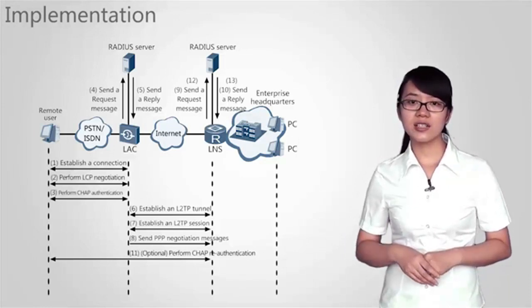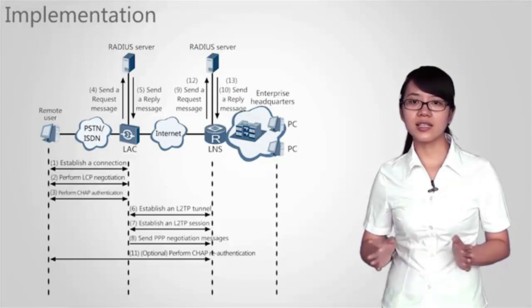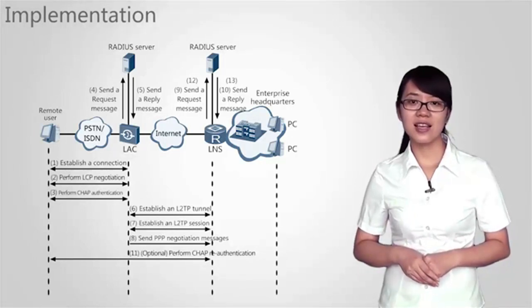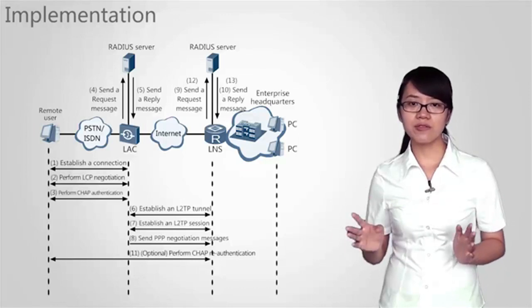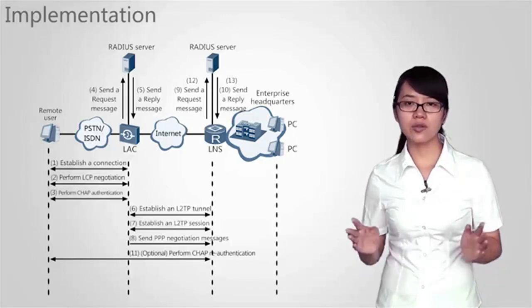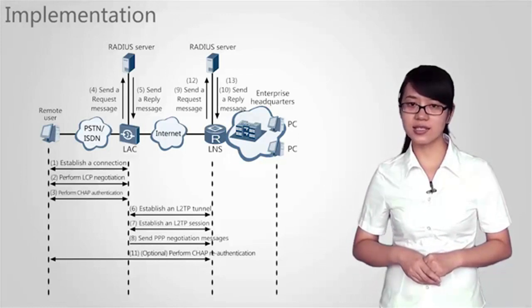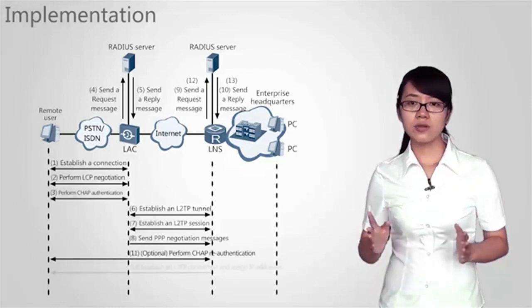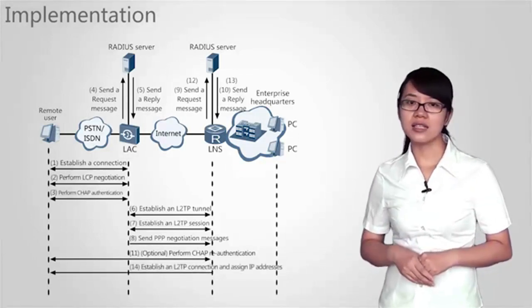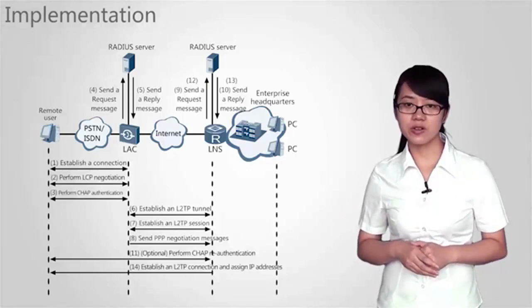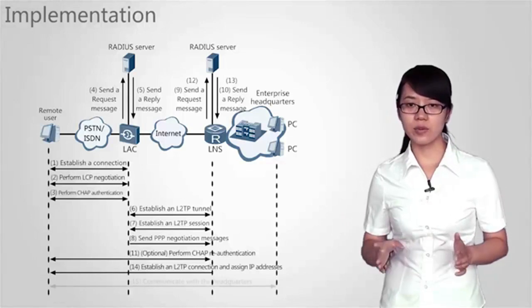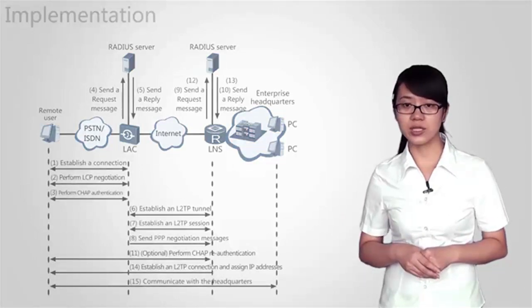These two authentication modes are used for second authentication to enhance connection security. If the two modes are both configured on the LNS, LCP renegotiation takes effect. After the remote user passes LNS authentication, the LNS assigns a private IP address to the remote user, and the remote user can access the headquarters.